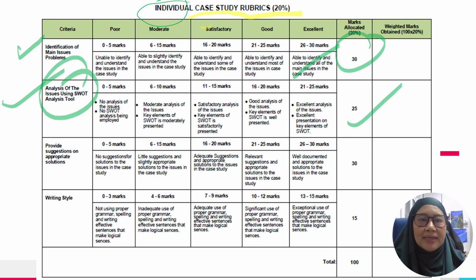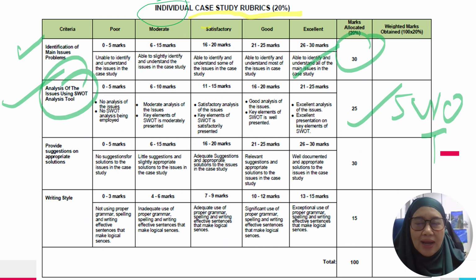This is where you apply the strengths, weaknesses, opportunities, and threats framework. A strong analysis will not only describe each factor, but also interpret how they affect the company performance or decision making. So go beyond listing. Please provide insight and also critical thinking. The third criteria is providing suggestions or appropriate solutions. This one carries 30 marks.